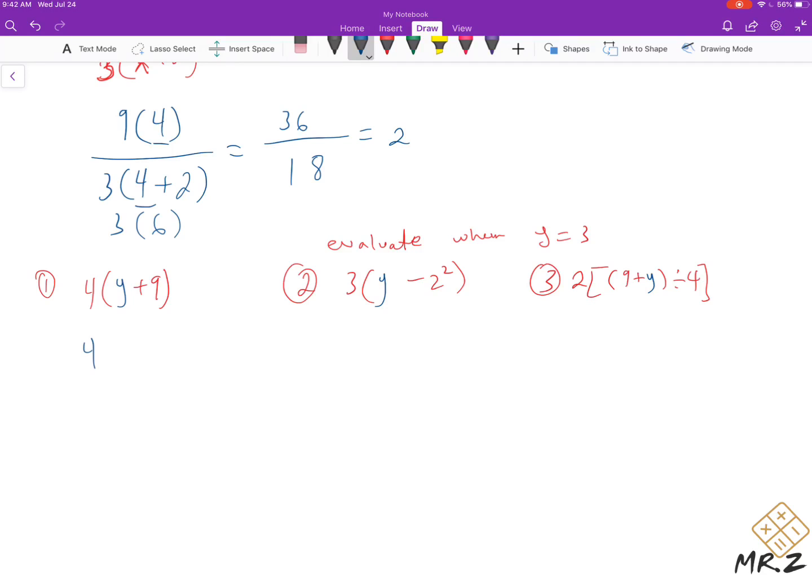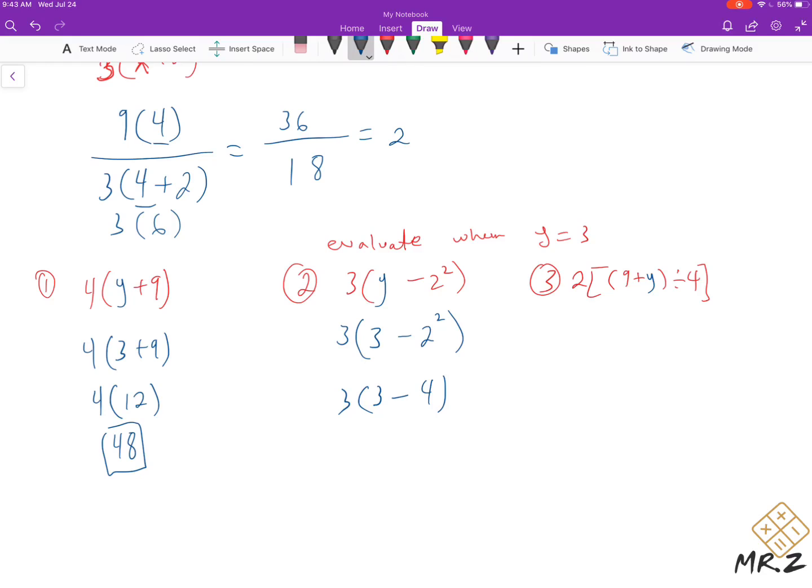So for this one, first number 1, 4 times 3 plus 9. 3 plus 9, remember, parentheses first, 3 plus 9 is 12. And then 4 times 12 is 48. Number 2, 3 times the y. Again, we're going to substitute a 3 for it. Now, in the parentheses, we're just going to do the exponent first, because within that parentheses, we do have a subtraction sign and an exponent. So 2 squared is 4.